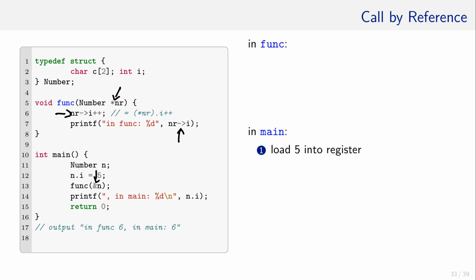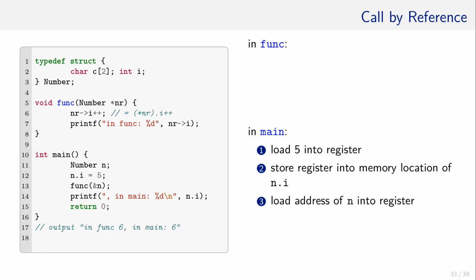Again, we set the integer inside the struct to 5. But now we give the address of the structure to the function func. Hence, only that address is copied onto the stack. Remember, addresses are only 2 bytes long, so we do not copy the entire structure here.